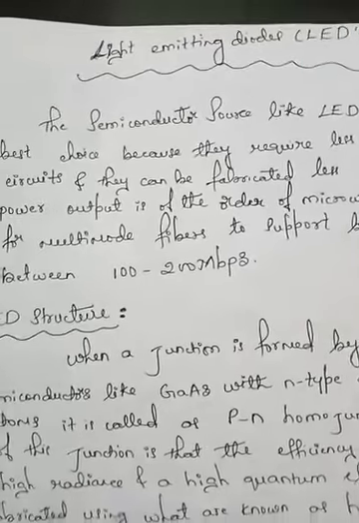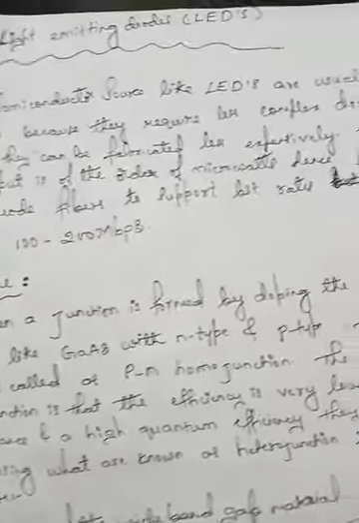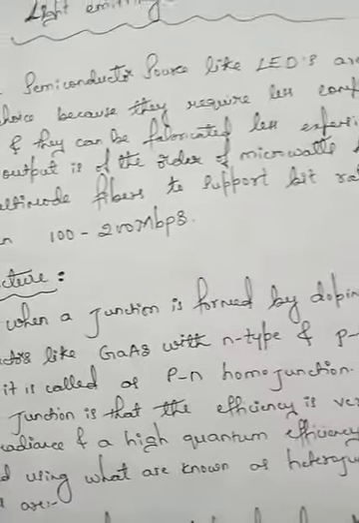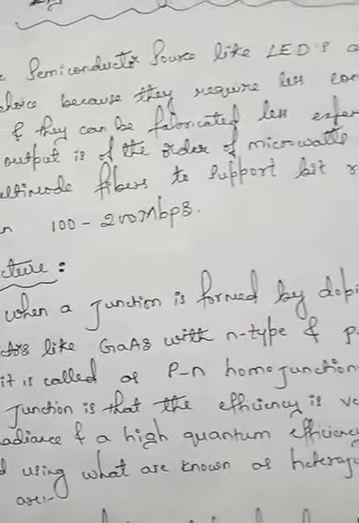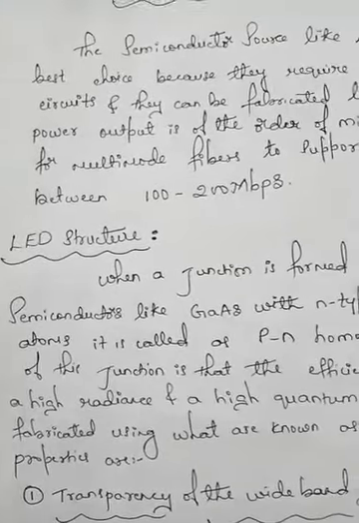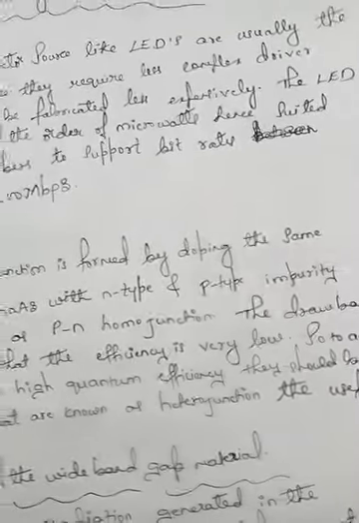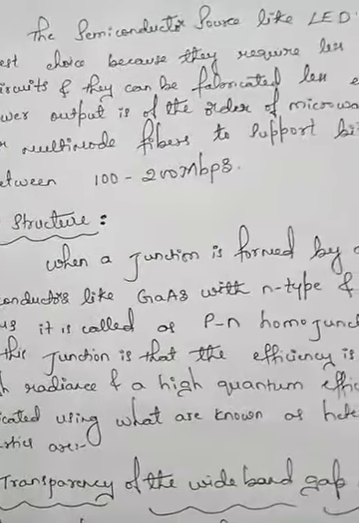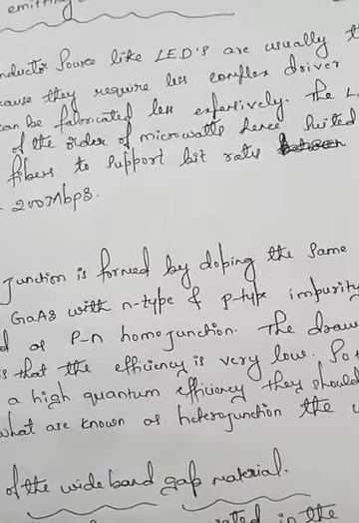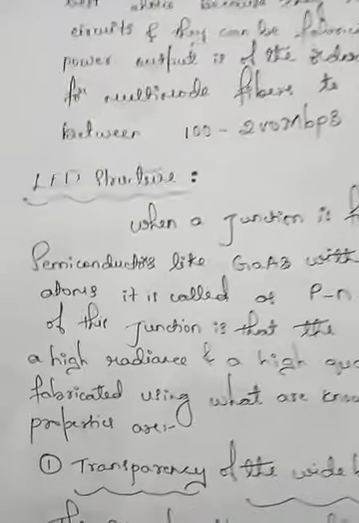So today we shall discuss on LED, that's a light emitting diode. The semiconductor sources like LEDs are usually the best choice because they require less complex driver circuits and they can be fabricated less expensively. The LED power output is of the order of microwatts, hence suited for multimode fibers to support bit rate between 100 to 200 megabits per second.